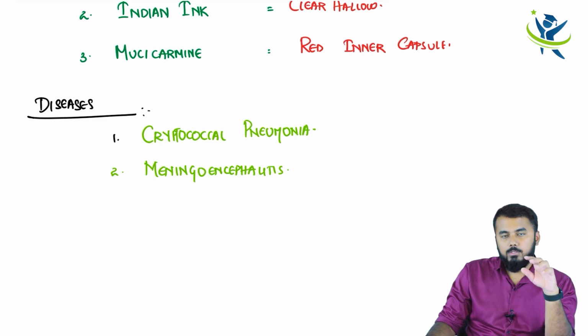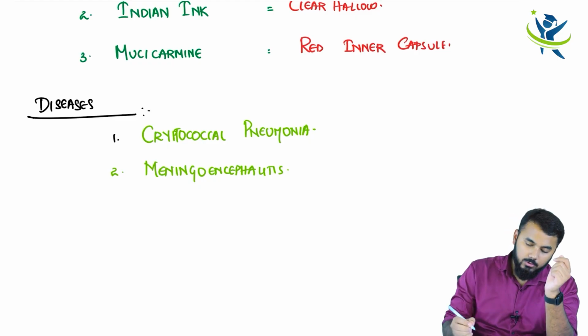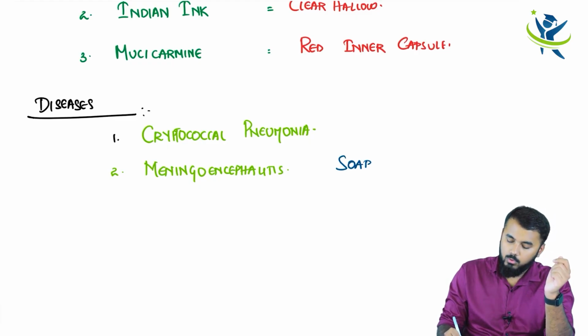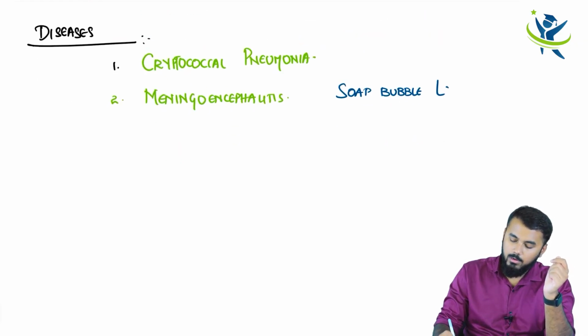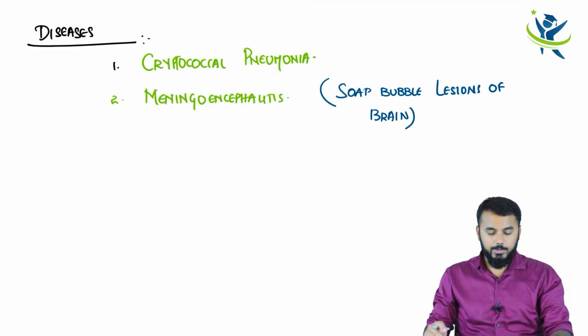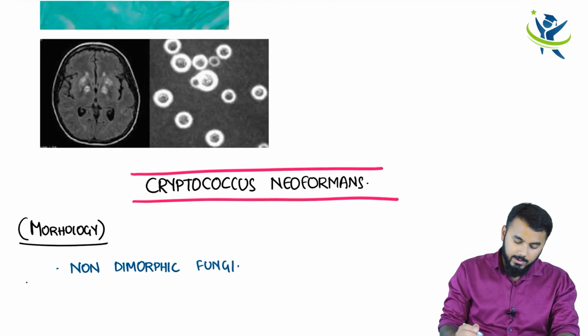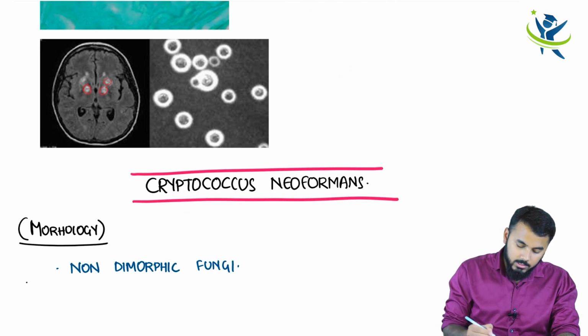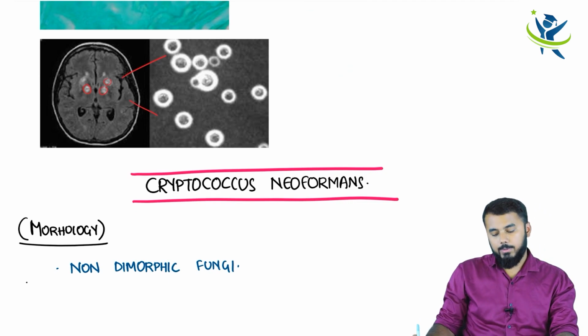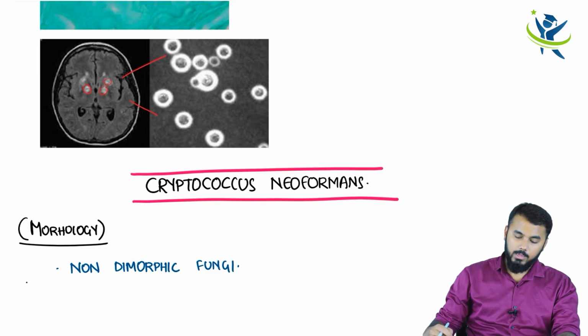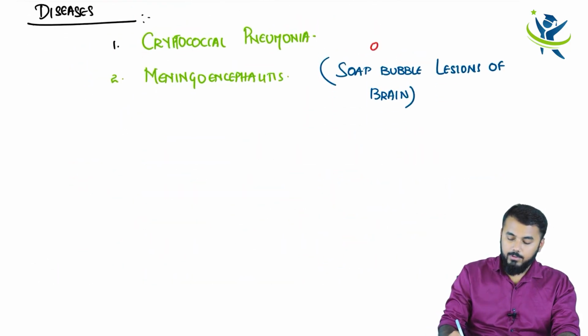Now, in this meningoencephalitis, when you look at the CT of the brain, you would find soap bubble appearance. So you would find soap bubble lesions of the brain. Look at this picture over here. In this picture, you see these small round things. I have enlarged them here. So these are soap bubble appearances, nothing but the fungus itself. Very important. Soap bubble lesions are very very important.